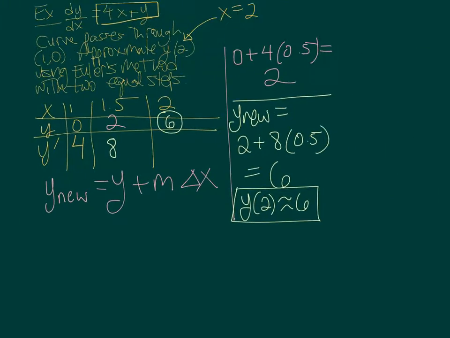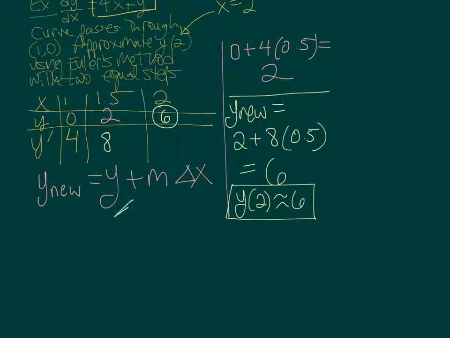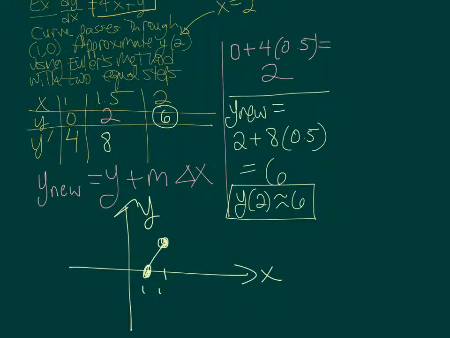And remember what this really means. This means that we started at the point (1, 0). And we went along a slope of 4. So we went to the point right here, (1.5, 2). And then in our next step, we went along a slope of 8. We went on a steeper slope right up to this point here, where x is 2 and y is 6.